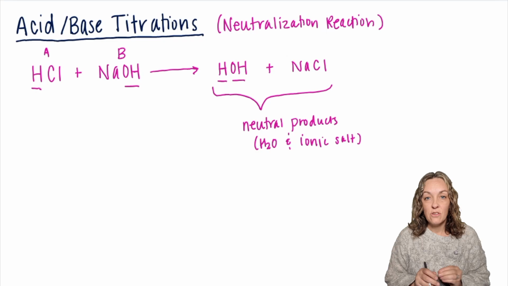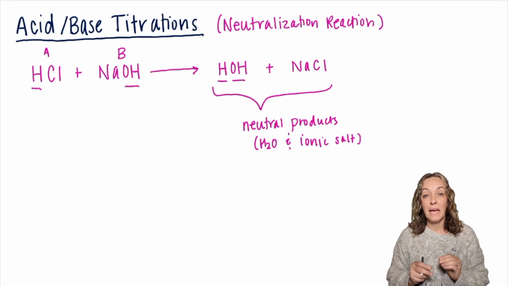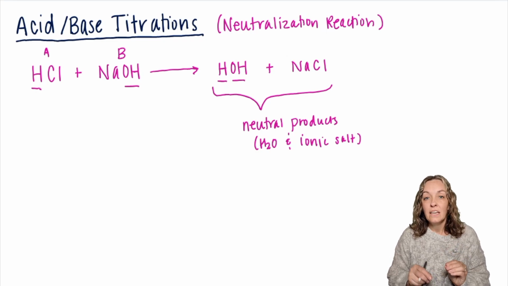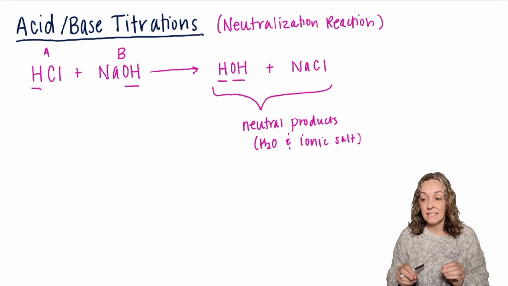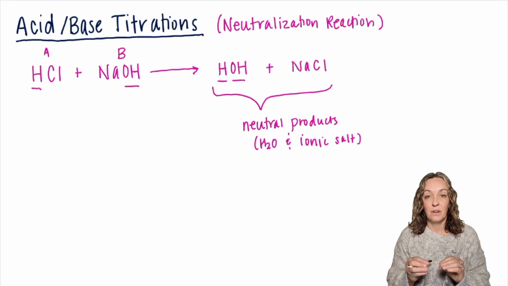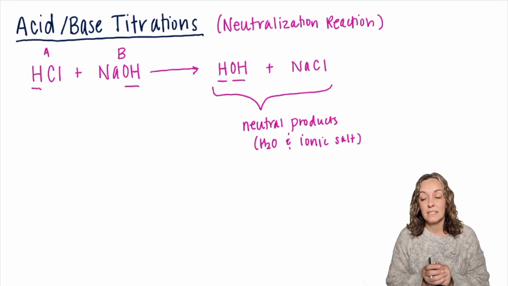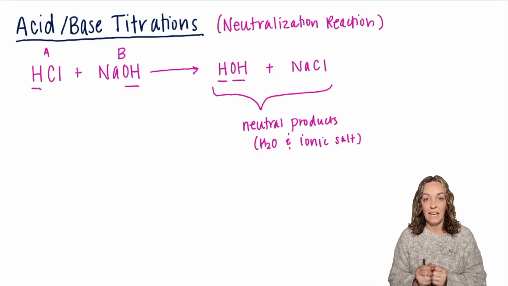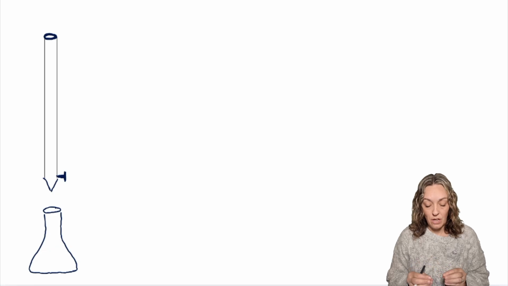So in these neutralization reactions, we have to make sure that we add exactly enough acid to react with the base that's there, or vice versa. We want to make sure that all of the acid is used up and all of the base is used up so that both of our products are neutral and we have no excess reactant. Let's look at an example in which we set up a titration and then we're going to do the math that goes along with it.